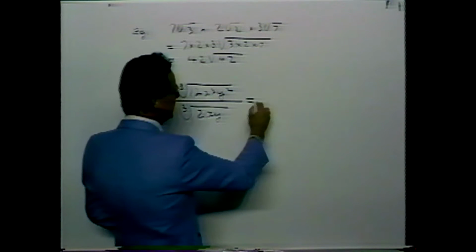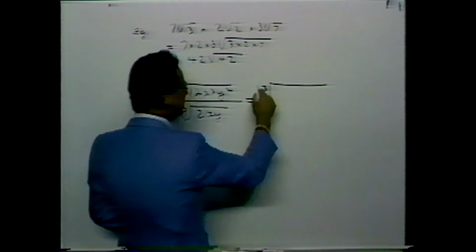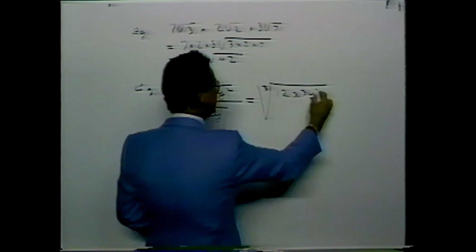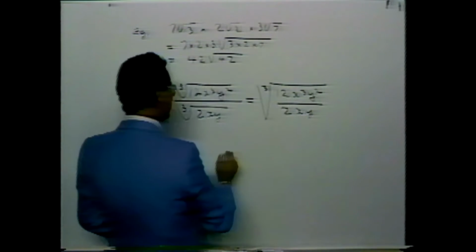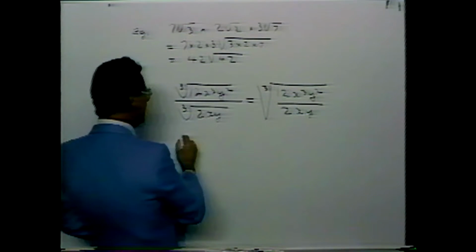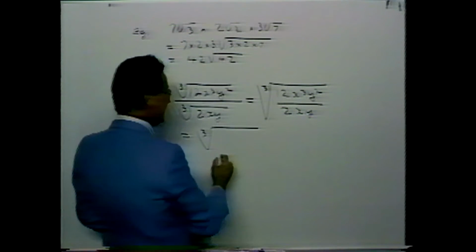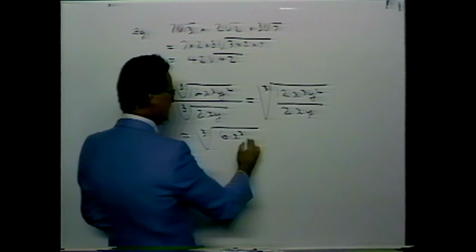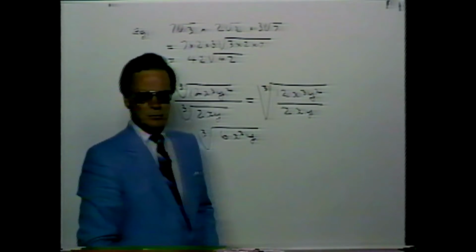If they are, this then is equivalent to the cube root of 12x cubed y squared over 2xy, the fraction under the radical, or the radicand, can be simplified here. And we end up with 6 x squared y as the simplified version of the given problem.